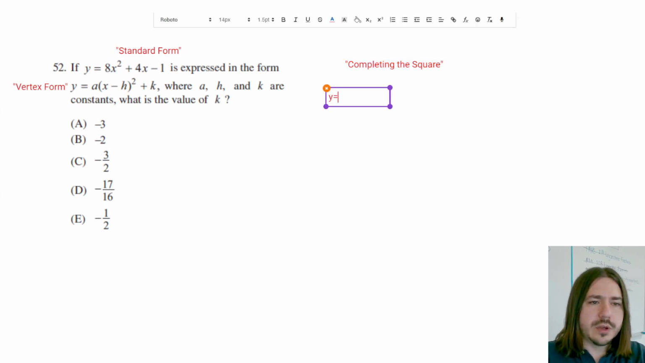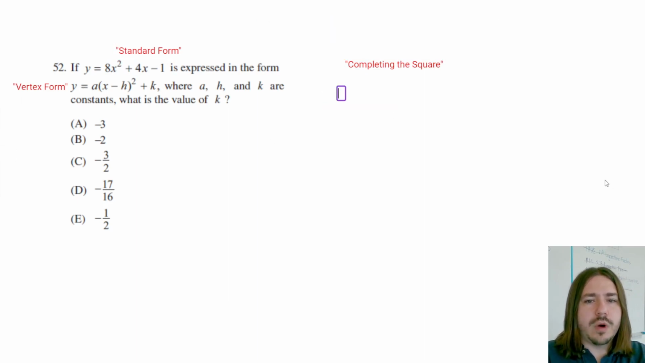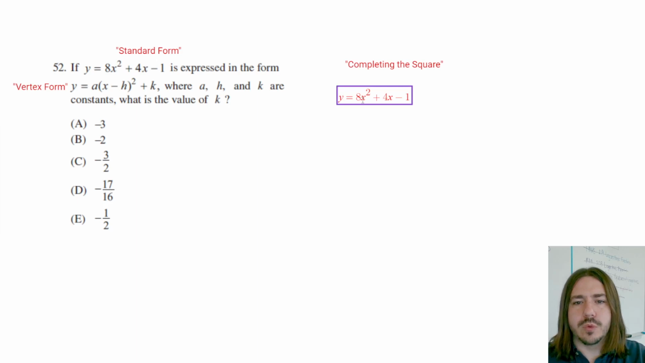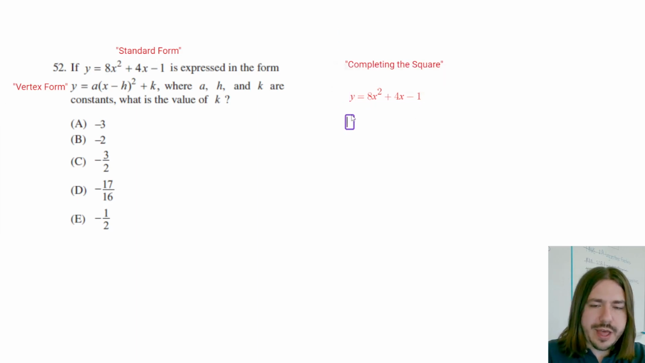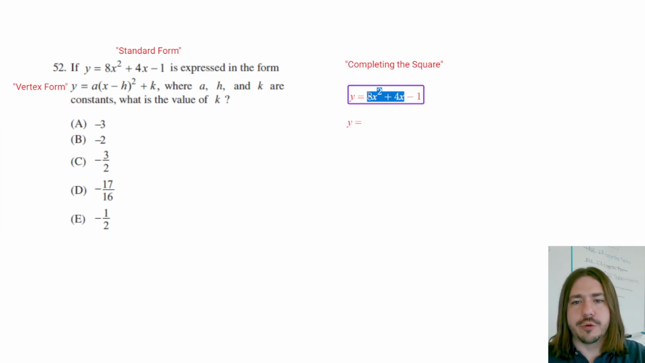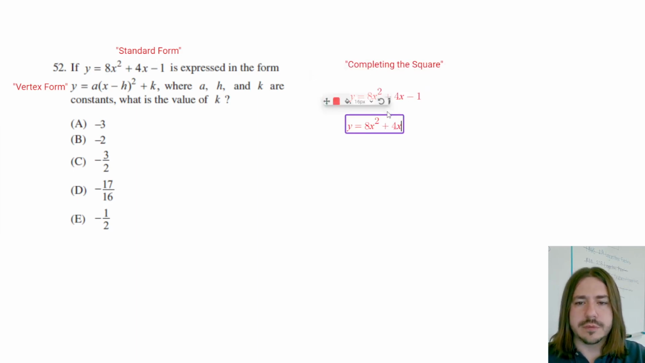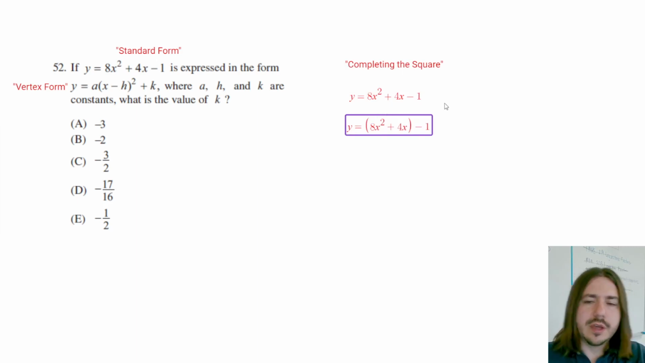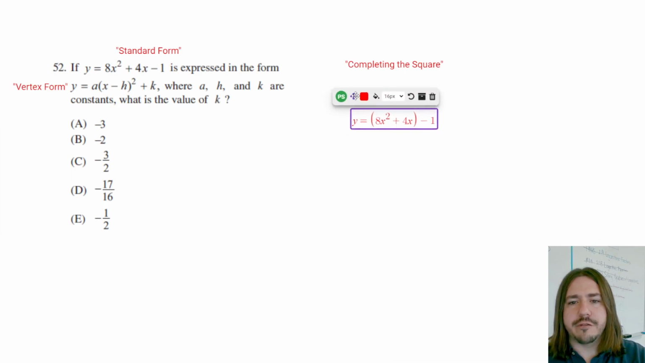You could see a lot more examples going from standard form to vertex form. So if we start with standard form, we've got y equals 8x squared plus 4x minus 1. We want to complete the square here so that we can convert it to vertex form. The way to do that is first, you group your first two terms and leave that minus 1 hanging out by itself. I've kind of separated off a constant here.